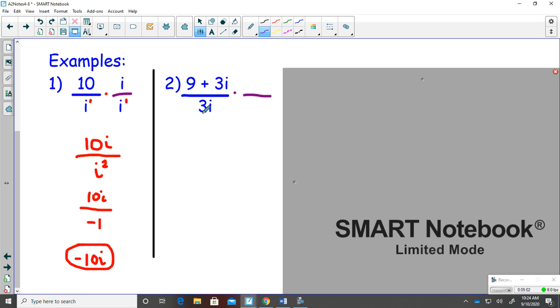The difference here is it has a coefficient of 3. You can either multiply the top and bottom by 3i, that will work, or if this is just one term, as it is, you can just multiply by i, the same as I did in example 1, and that also will work. The difference here is the numerator has two terms, so it's basically a binomial. So when you multiply i times the top, you're actually using the distributive property.